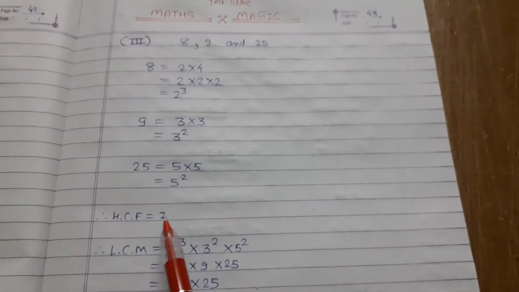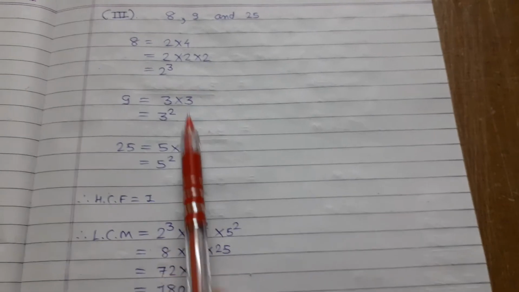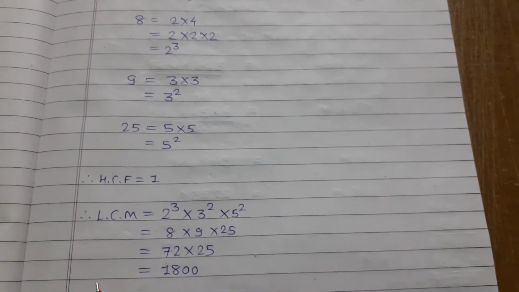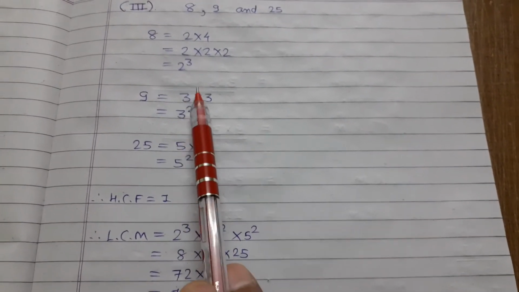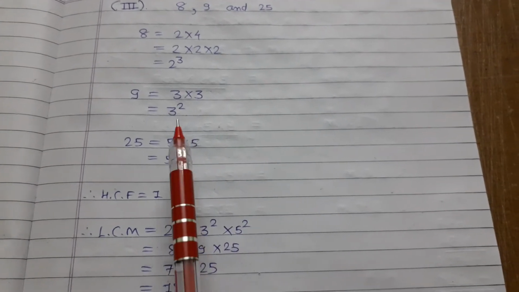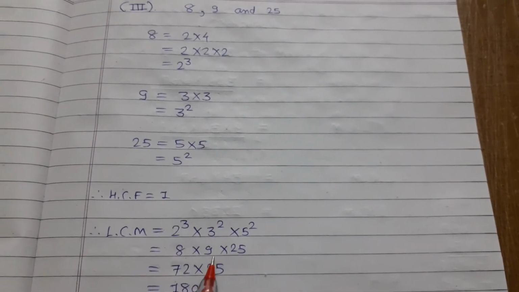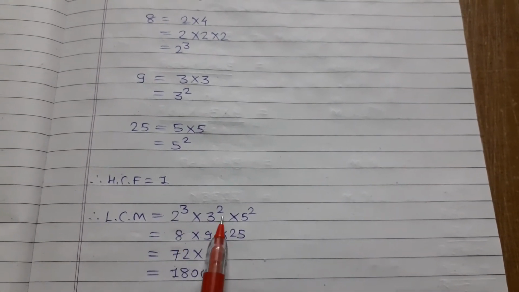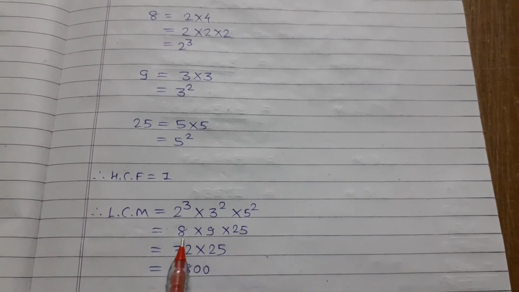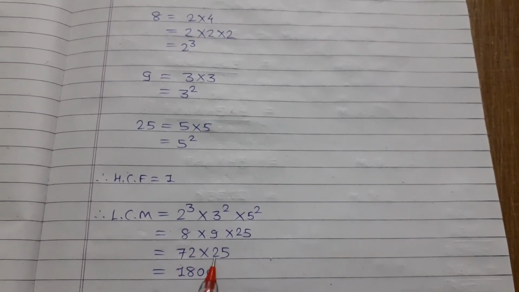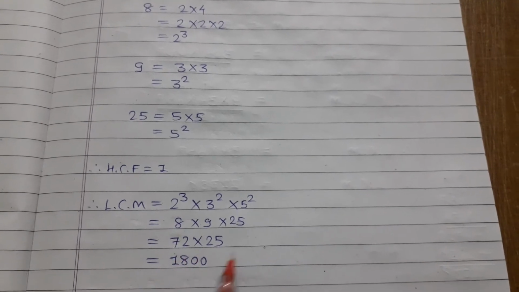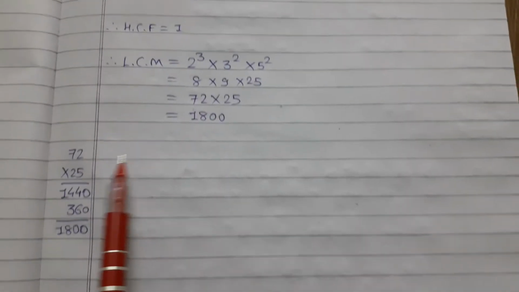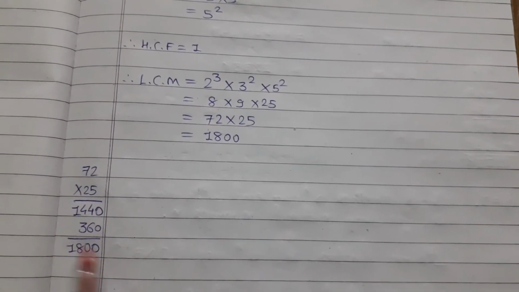Therefore for HCF, here not a single digit is common in all the three values, therefore 1. And for LCM, we are going to take the maximum power: 2 raised to 3, 3 square and 5 square. So 2 raised to 3 is 8, 3 square is 9 and 5 square is 25. 8 9s are 72, 25 remains itself. 72 into 25 is 1800. We are getting the multiplication as stated here.